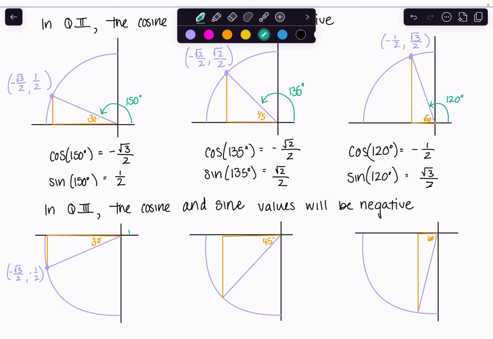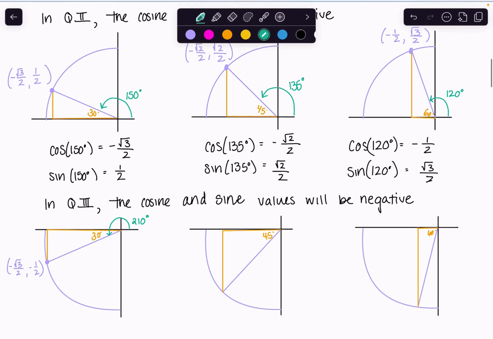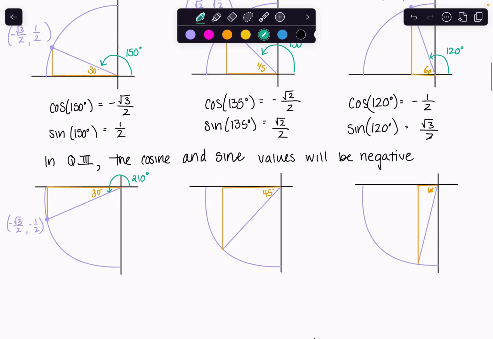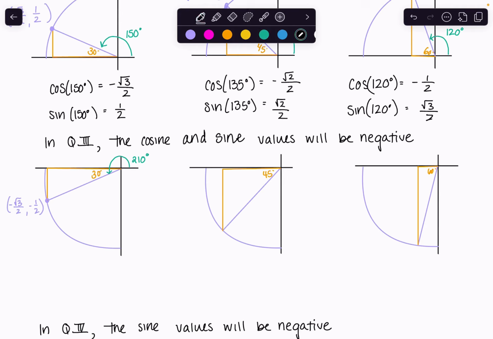So the angle I'm looking at would be this full one starting at 0. So you go forward 30 degrees after 180. That would be 210. Okay. So this tells me that cosine of 210 degrees is negative root 3 over 2. And sine of 210 degrees is negative a half.